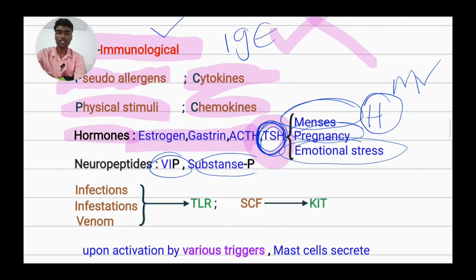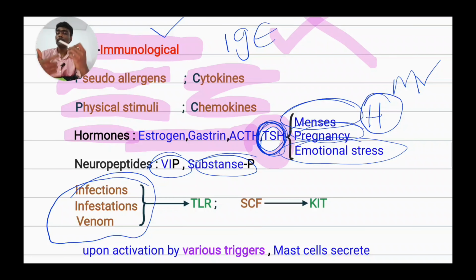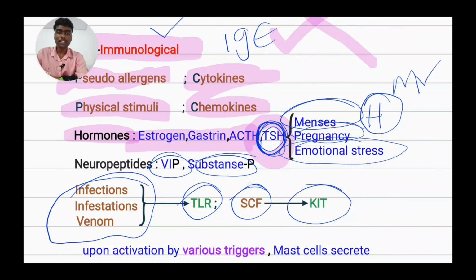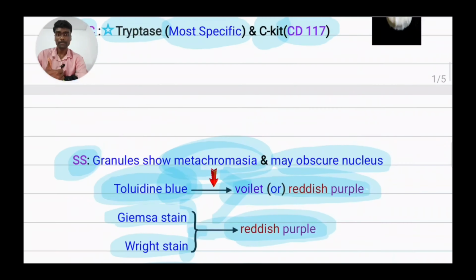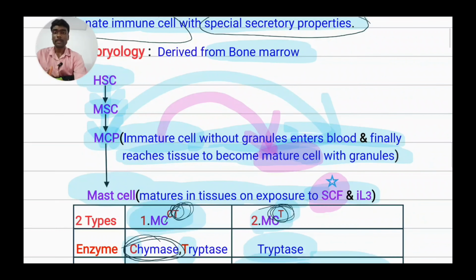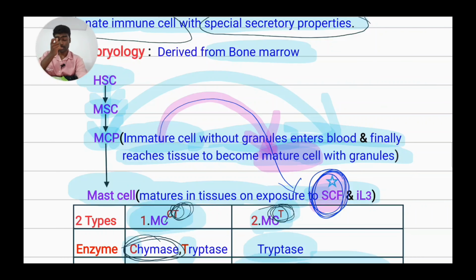Neuropeptides, VIP, substance P, infections, infestations, venoms, they can activate alternate complement also. They can directly activate mast cells via toll-like receptors also. Stem cell factor acts via the KIT receptor. This stem cell factor won't cause any urticaria, but it is important for growth, survival and differentiation or maturation of mast cells. This we have already studied in the beginning. Here, an immature cell will become a mature mast cell developing granules only after exposure to stem cell factor, which will act via the KIT receptor.